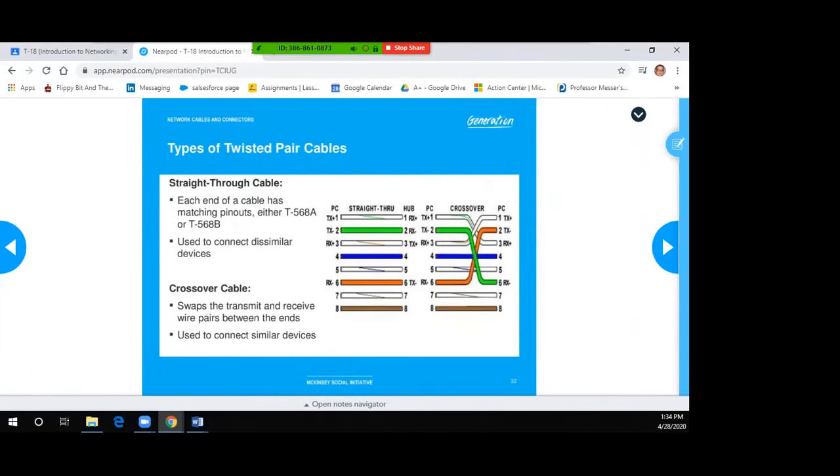Okay. Now that we know our colors, we can make a straight through cable. Straight through cable basically means that I ensure that on both sides, it's identically punched down. Now, hubs are so dumb that they are unable to cross over the actual signal. Switches are smart enough to do this.